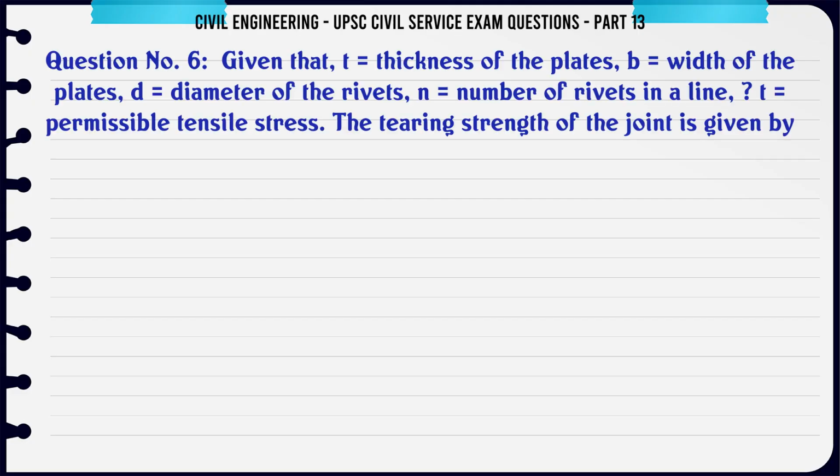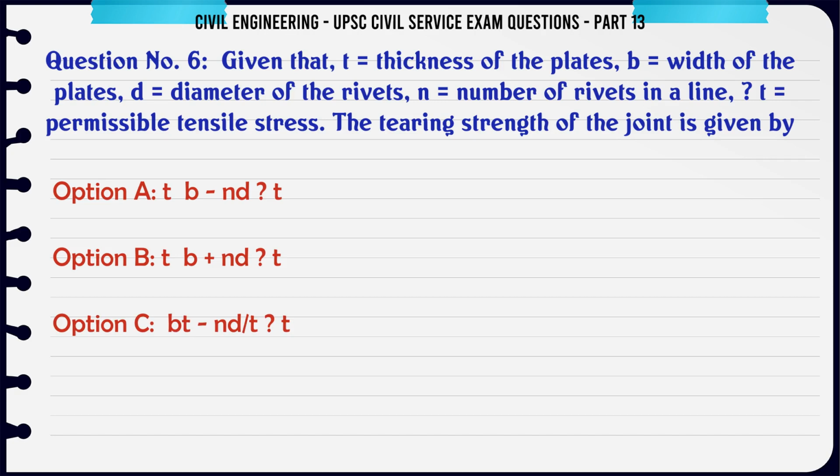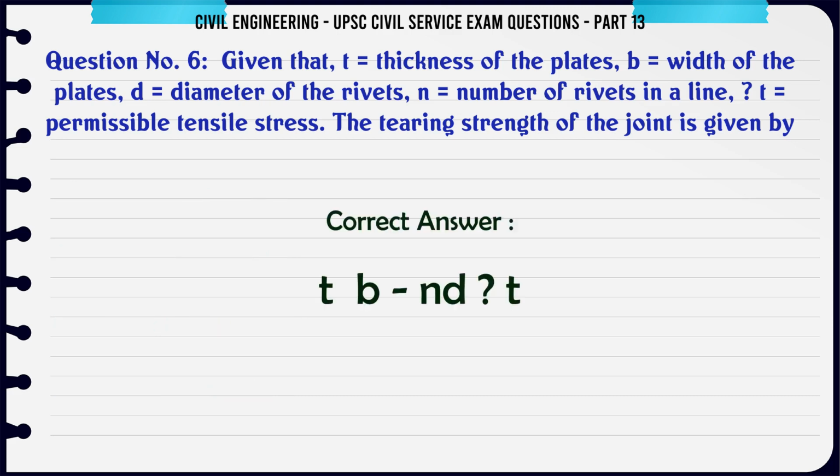Given that t is the thickness of the plates, b the width of the plates, d the diameter of the rivets, n the number of rivets in a line, and σt the permissible tensile stress, the tearing strength of the joint is given by A. (tb − ndt)σt, B. (tb − ndt)σt, C. (bt − ndt)σt, D. (bt − ndt)σt. The correct answer is (tb − ndt)σt.